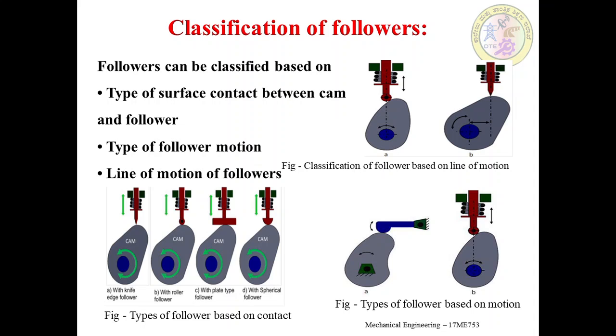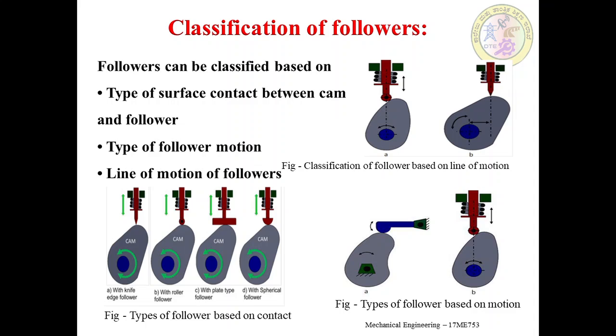Next we'll go for classification of followers. Followers can be classified based on three main types: types of surface contact between cam and the follower, type of follower motion, and line of motion of followers. We'll discuss one by one.